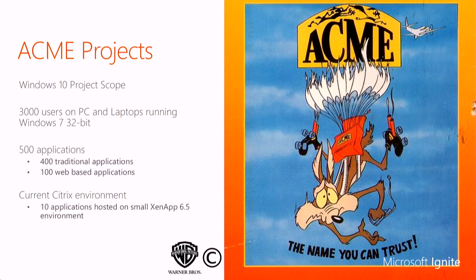I've got 500 applications within my business. 400 of those are your traditional 16, 32, 64-bit apps, and I've got about 100 web apps that I run as well. So quite a large application portfolio that I have to manage. I've also got currently a small Citrix 6.5 farm delivering applications out for me, and I want to see how I can get some better utilization out of that.